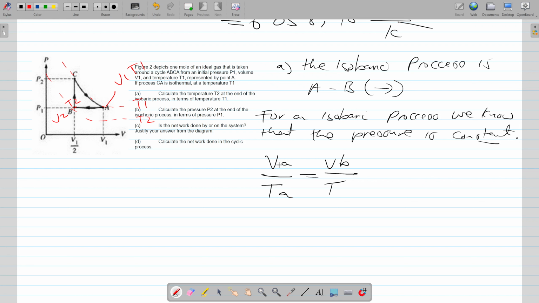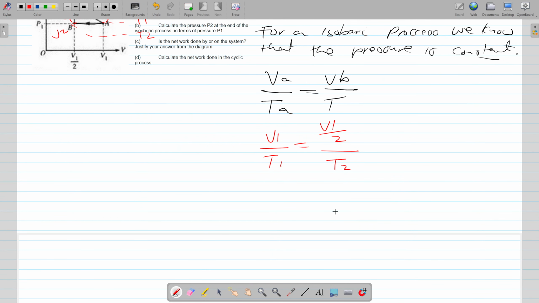So to substitute, VA is going to be V1, and then TA is going to be T1, equal to VB, which is V1 over 2. As you can see here, our V2 is equal to this value over here. And then I'm going to divide that by T2. That's our T2. So to calculate the value of T2, because that's what the question is asking for, we are going to multiply by T2 to make it the subject of the formula. So I'm going to multiply both sides by T2.